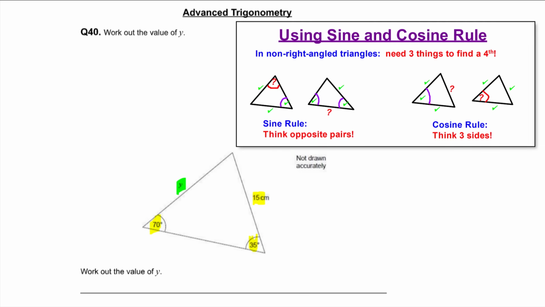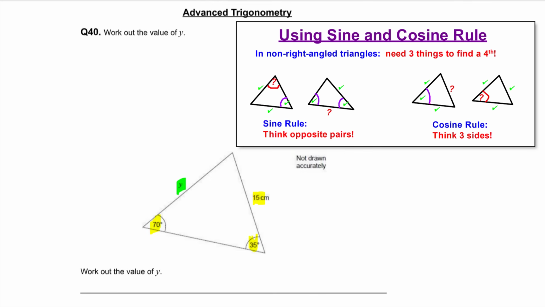Now, the way that I think about it is that the sine rule is about opposites. It's about opposite pairs. And the cosine rule is about 3 sides. Either you've been given 3 sides and you want an angle, or you've been given 2 sides and an angle and you want to find a 3rd side. Now, what have we got here? Have I got 3 sides or have I got opposite pairs?